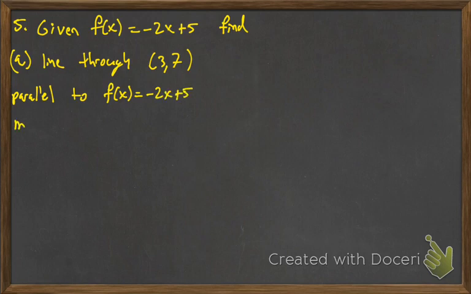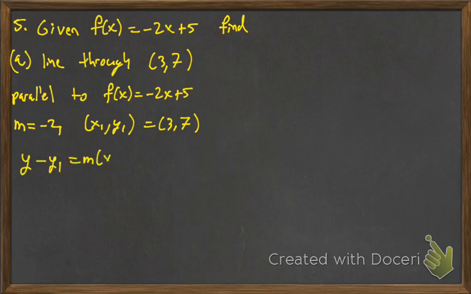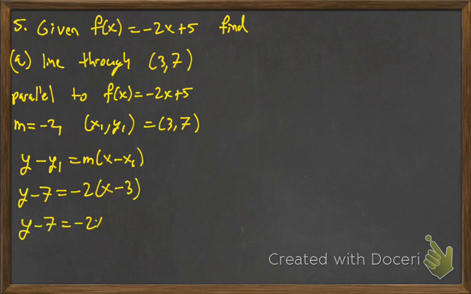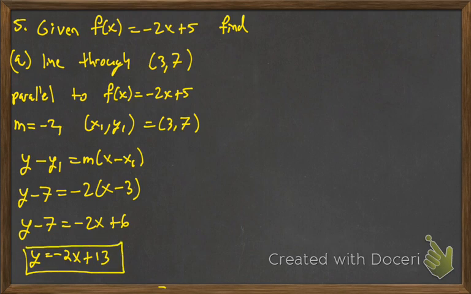Now, parallel, we're going to have the exact same slope, so slope being -2, and we have our x1, y1 of 3 and 7. So I'm going to only do the point slope formula here. So y minus y1 equals m times x minus x1. So y minus 7 is equal to -2 times x minus 3. Distribute that -2 through, and then add 7. All right. So there is our parallel line through (3, 7), and parallel to the line -2x plus 5.